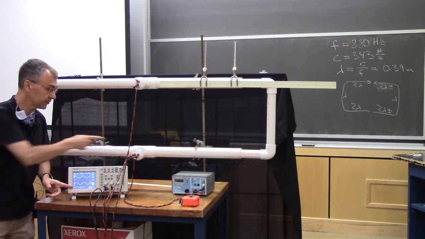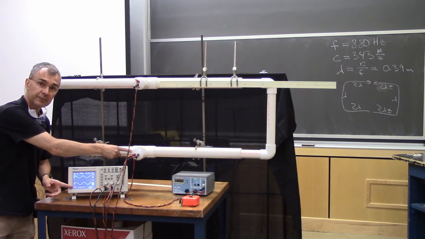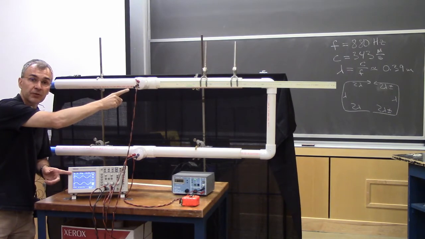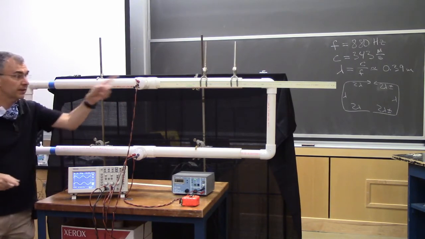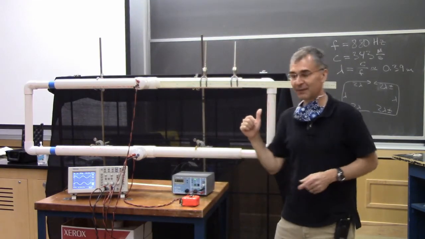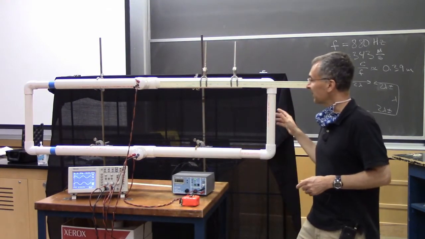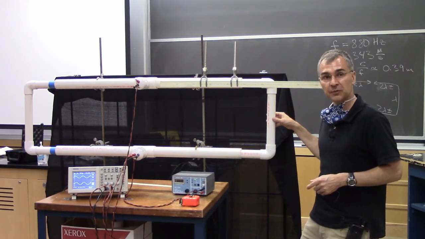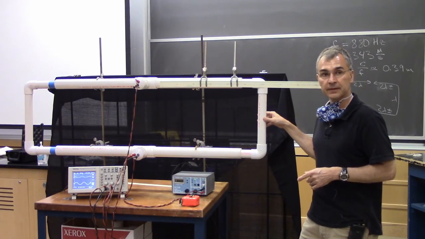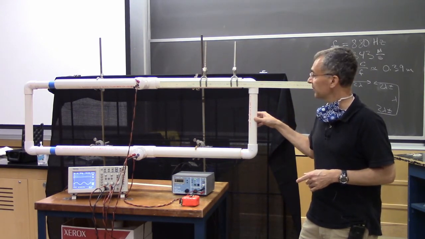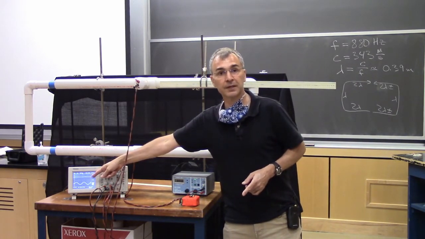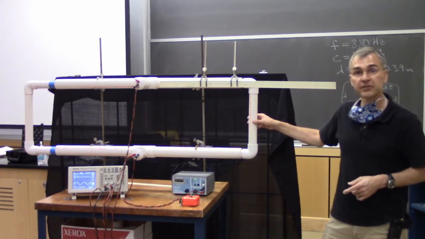The bottom signal is being played out by the speaker on the bottom. The top signal is being picked up by the microphone on the top, and you can see they're both about the same size right now. Now I'm going to decrease the right-hand path by half a wavelength, and we'll see what happens to the top trace, the microphone. And you can see that this trace is now just about flat, so it's a much smaller amplitude. And we'll go back out to the original length.